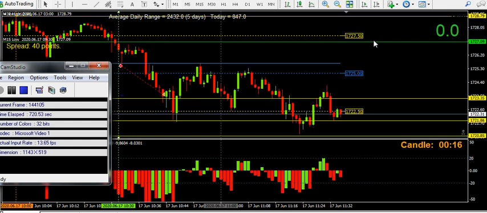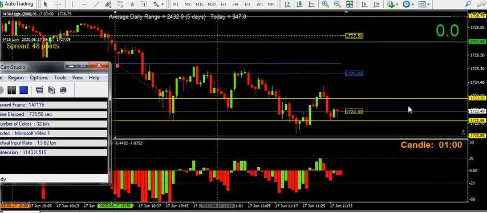And the other thing about gold, it's a monster, as you've seen. It's taking days and days and days to do what I think it might do. And it's moving, well, monstrously. 100 pip moves, 150 pip moves, and then all opposite direction again. So be careful with gold.